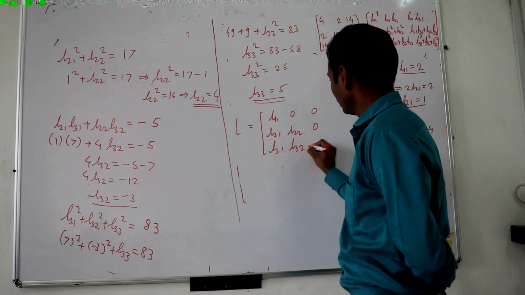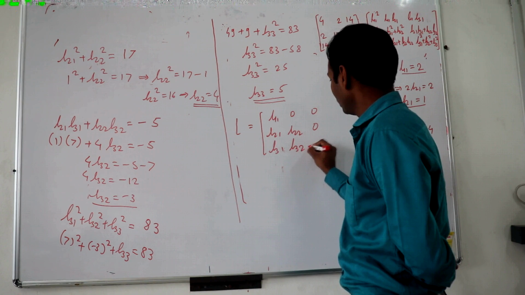So L matrix, you know that L matrix is 2 0 0, then 1 4 0, 7 minus 3 5. Z matrix, we consider that Z matrix is any notations. I take here Z1, Z2, Z3. And B matrix is 40, minus 101, 155. This is B matrix.